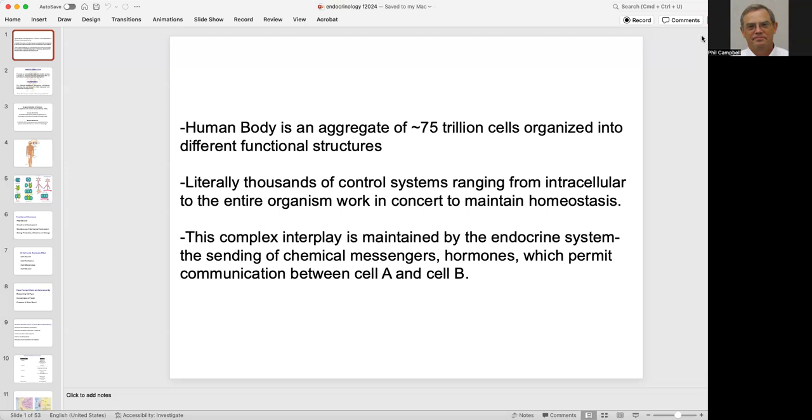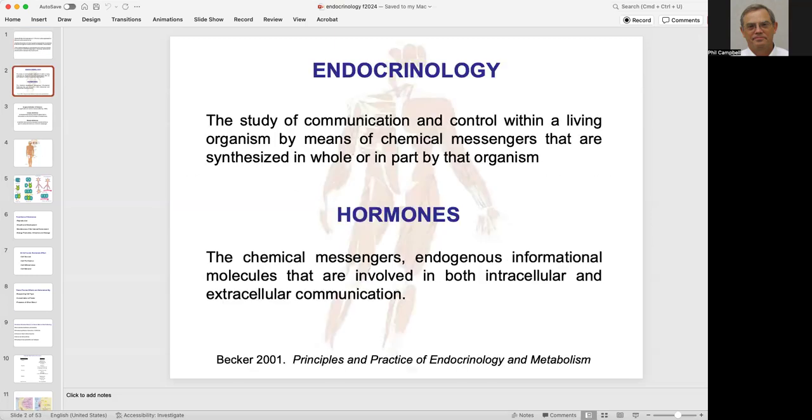They're controlled by hormones, these chemical entities, which I'm going to spend some time on. So basically, the endocrine system in its simplicity is cell A talking to cell B via some chemical intermediary. That's basically the endocrine system. So let's get some definitions. I'm giving you the most up-to-date definition. This comes from Becker, a text in Endocrinology, 2001.